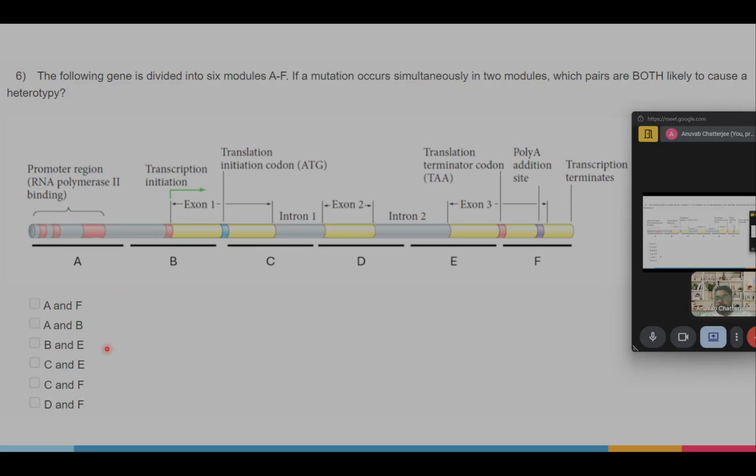So you have different options, A, F, A, B and different pairs. I will give you a moment to try and figure this one out. Which two will always cause heterotopy? This is a more than one option correct kind of question, so you can choose more than one option here. Okay, I will give you a moment to figure this one out.